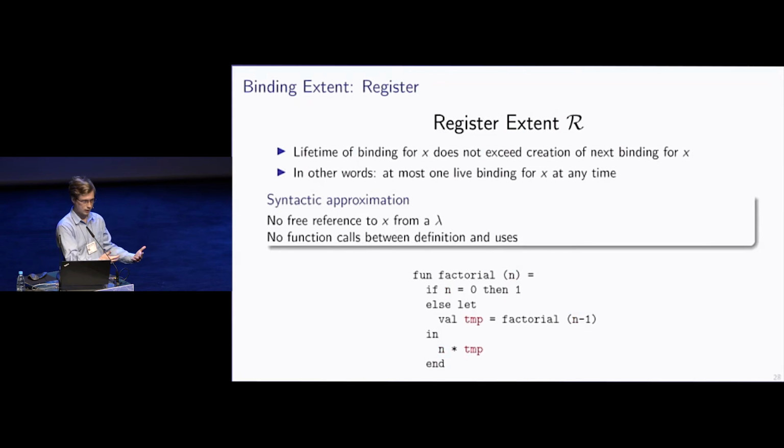In other words, register extent says that at most one live binding for X can be there at any one time. And once again there's a syntactic approximation which compilers to date use, which is that you can't have a free reference to X from any lambda, and you can't have any function calls between the definition of the variable and all of the uses. This basically means that you can't have a recursive call that loops around and binds the variable when you still need to use it.